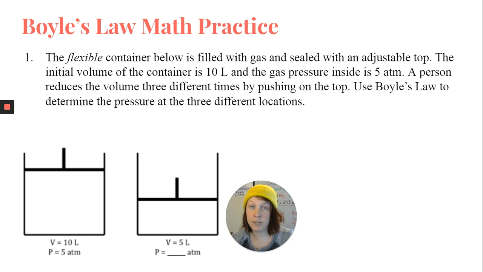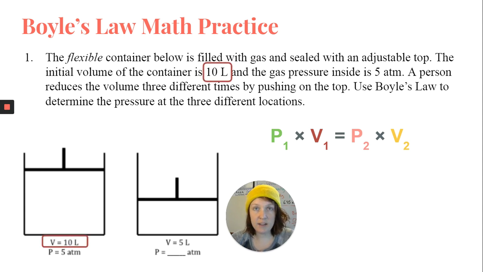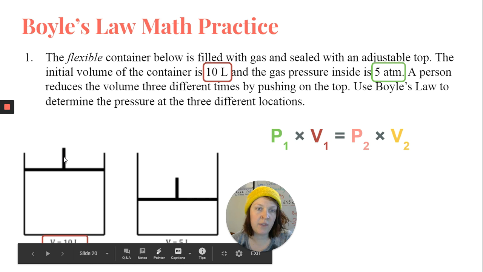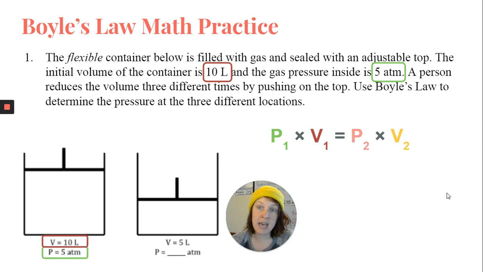Right off the bat, I'm looking at those numbers and I'm thinking, okay, I need to highlight those and bring attention to them. So I know that I'm going to be using Boyle's Law. I'm going to highlight the two numbers that have been given to me, 10 liters and 5 atm. For number 1, they also give you a picture of a piston with nothing inside it, but we assume that there's gas in there. A person reduces the volume 3 different times by pushing on the top. Use Boyle's Law to determine the pressure at 3 different locations.